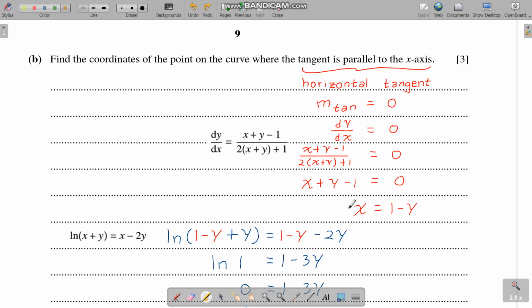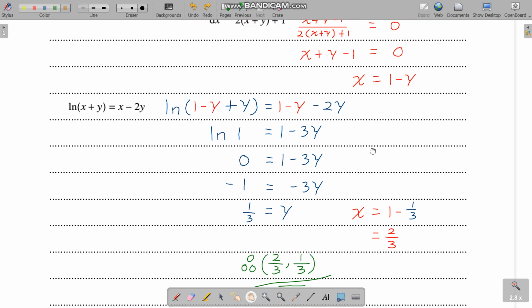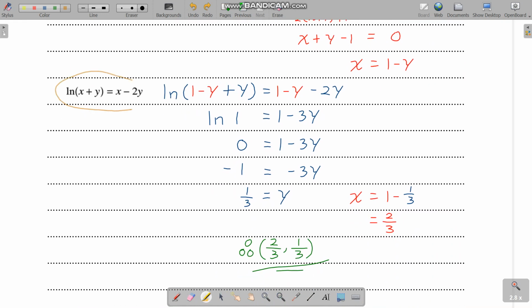So here we can substitute. If we just add 1 and subtract y from both sides, we're going to get 1 minus y on the right. And previously we know the original function equation here. We're going to replace this x and this x with 1 minus y, and after we simplify, ln 1 is 0, and this is minus 3y. This means subtract 1 from both sides, divide both sides by minus 3, we get the y value.